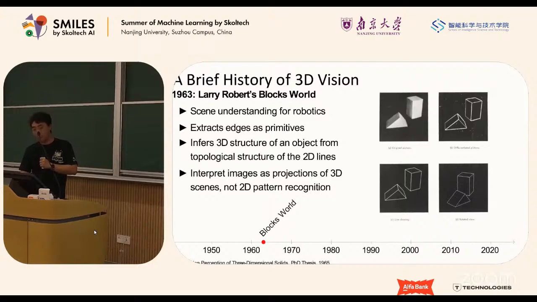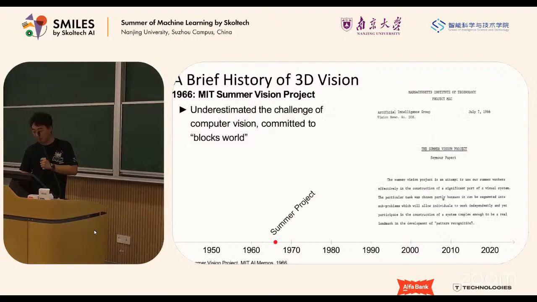Larry Roberts' blocks world research was an early attempt at machine understanding. This system extracts image edges and interprets their topological arrangement as the projection of a 3D object. The key conceptual shift was to treat an image as evidence about a three-dimensional scene rather than a purely two-dimensional pattern.